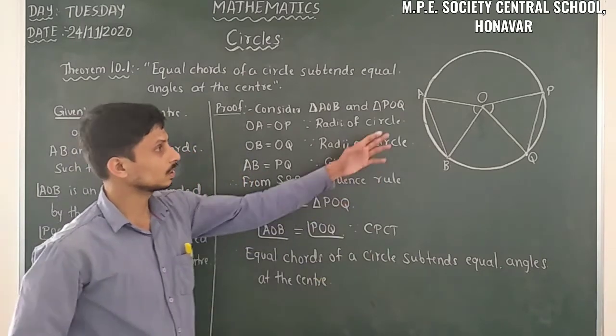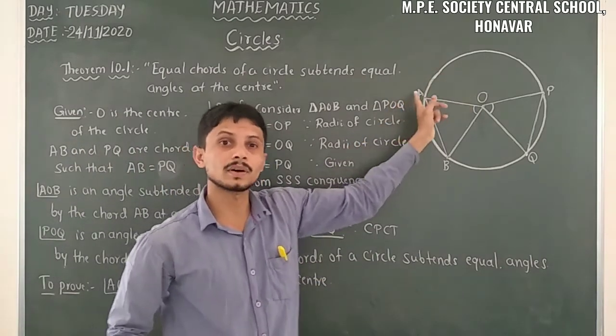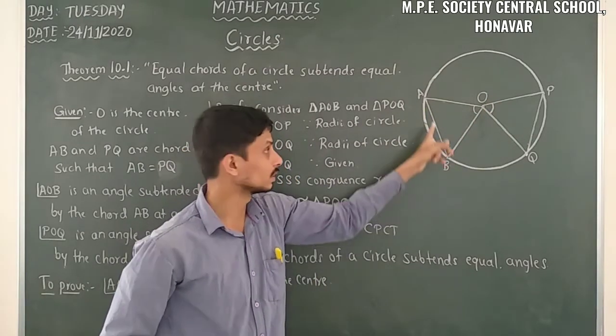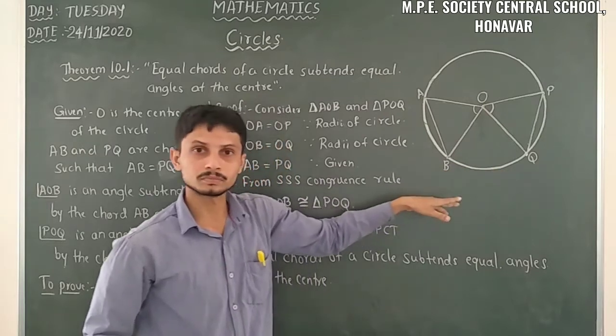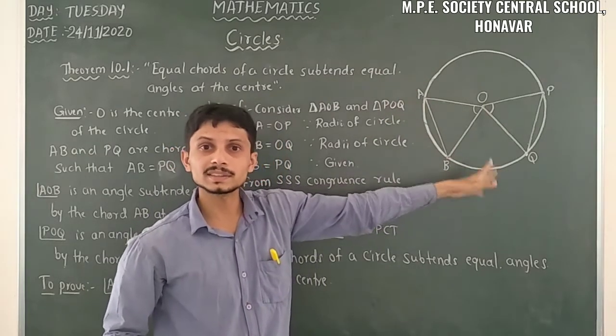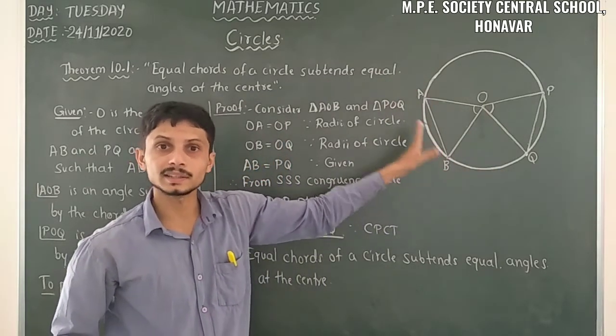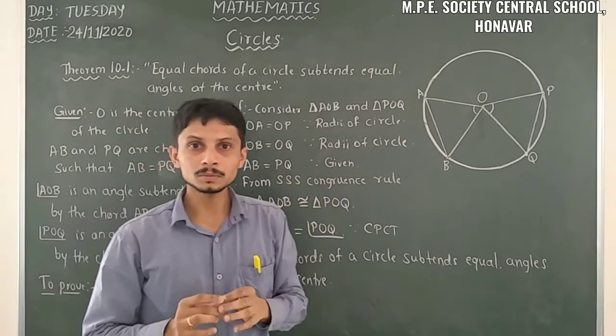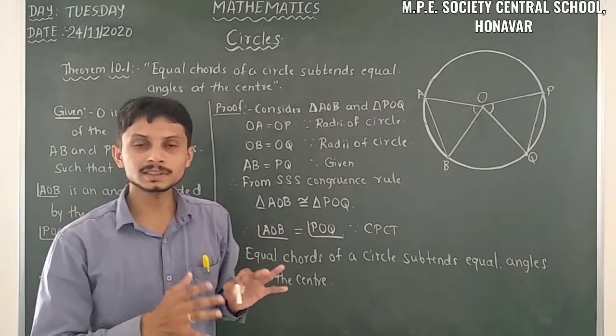That means, if you take another chord XY which is equal in length to AB and PQ, then it also subtends equal angles at the center. So this is the proof of this theorem.